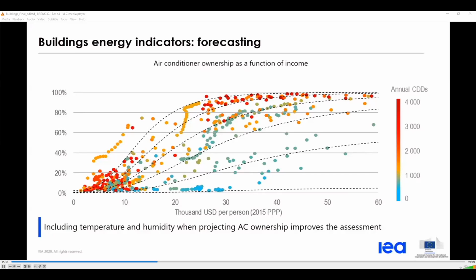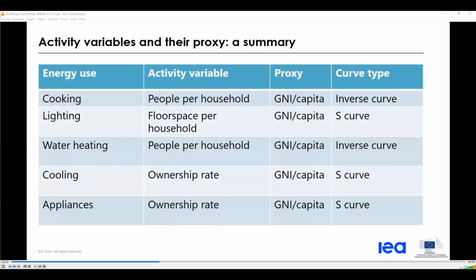So sometimes we need to bring additional data to the table to help us understand the evolution and the relationship between the economic variable and the activity variable that interests us. Now, before going on, I'd just like to summarize some of the key end uses that we model in a bottom-up fashion in our buildings energy demand modeling, and the activity variables that we use to describe the energy service demand for that end use.